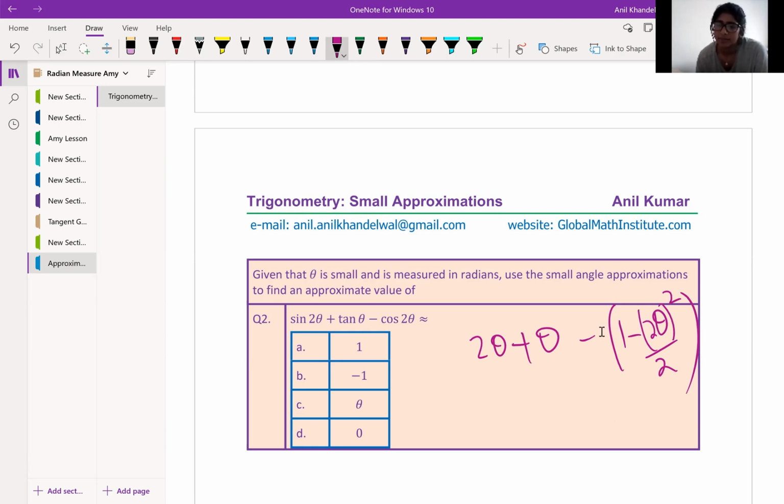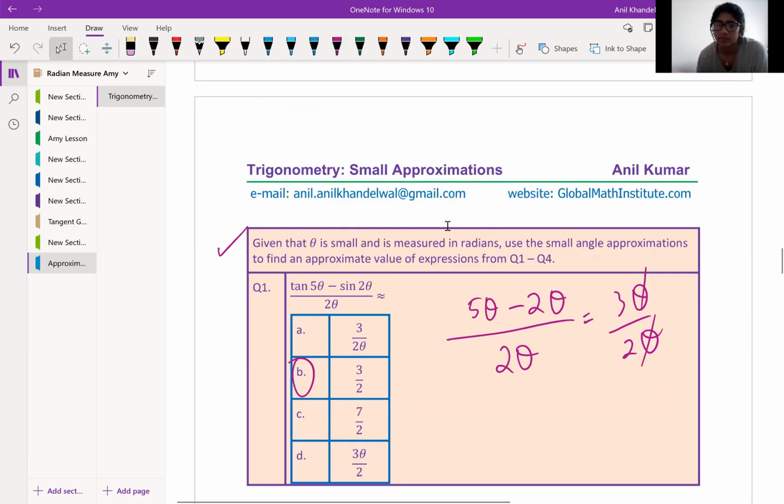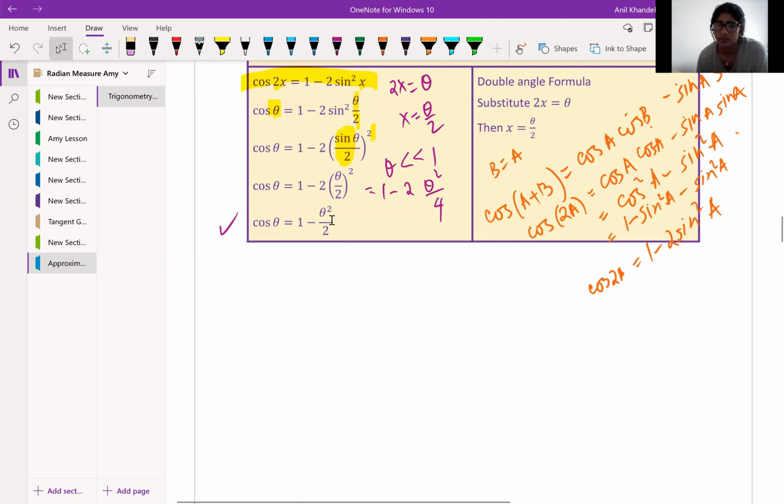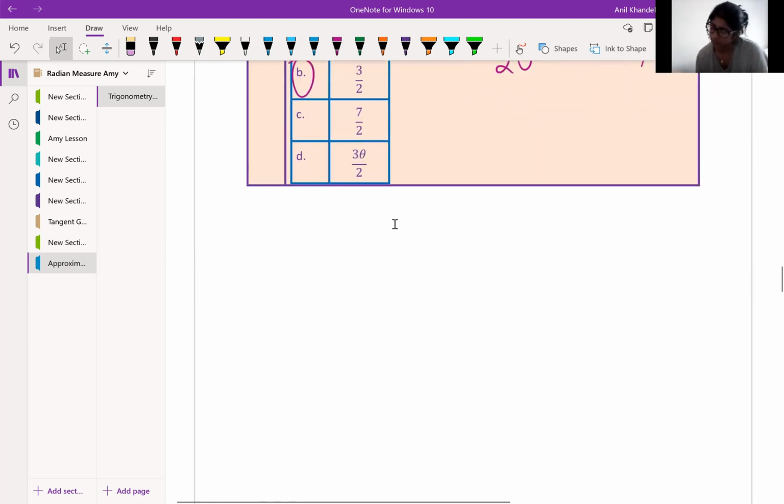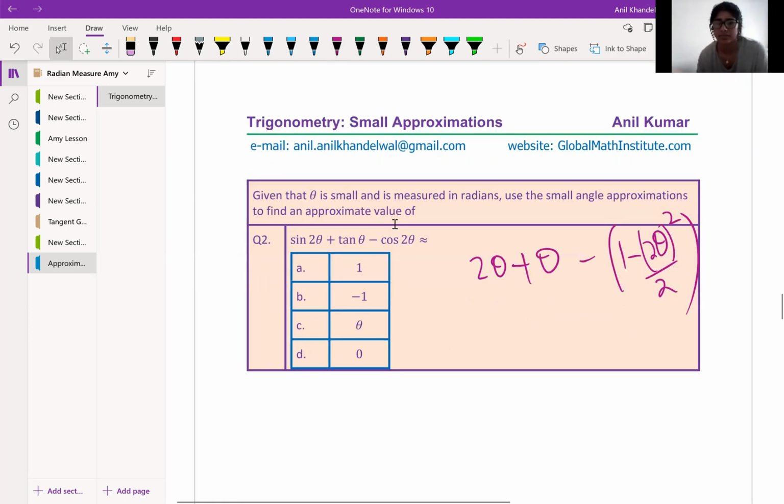Right. So you have to remember this. Make a note of the formulas, because this cos theta formula is 1 minus theta square over 2, correct? So we substitute this value. Cos theta equals 1 minus theta square by 2. In this case, theta is actually 2 theta. That's why we are putting theta square by 2.